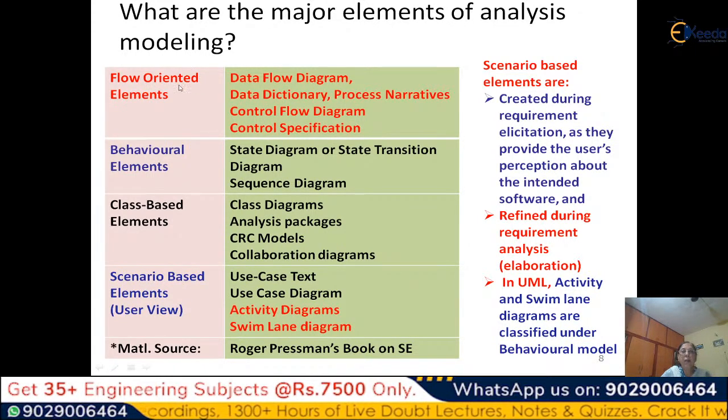So you can remember, suppose somebody asks you, what are the flow-oriented elements? You should remember that under the flow-oriented elements, I have to say what a data flow diagram is, what a data dictionary is, what process narratives are, and how you can have a control flow diagram. This is how you can get a question. Similarly, you can have a question on behavioral elements, and a question about explaining each of these or giving an example. We will look into those aspects.